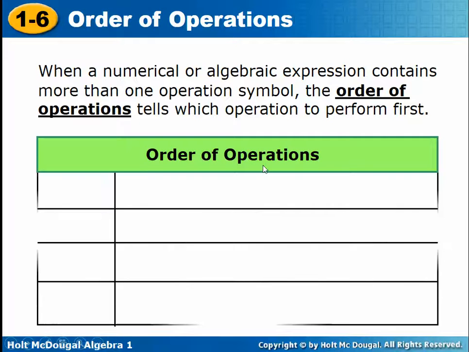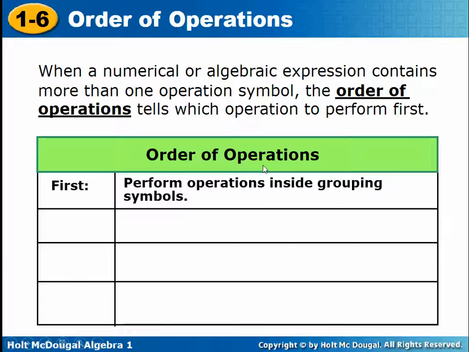First of all, if there's any grouping, like parentheses, or sometimes the grouping is a square root symbol, or sometimes it's an absolute value symbol, but usually we're talking about parentheses, you have to do that part first. So do the parentheses first.